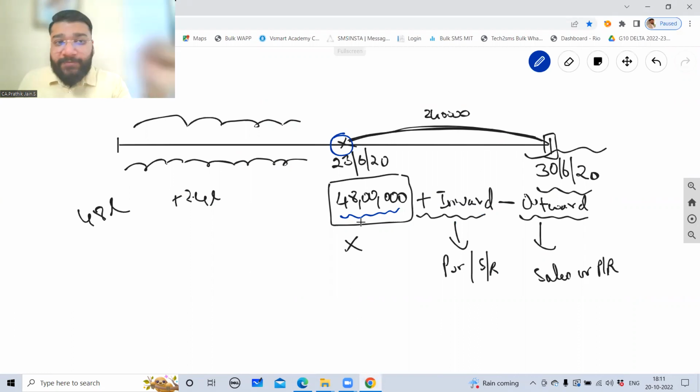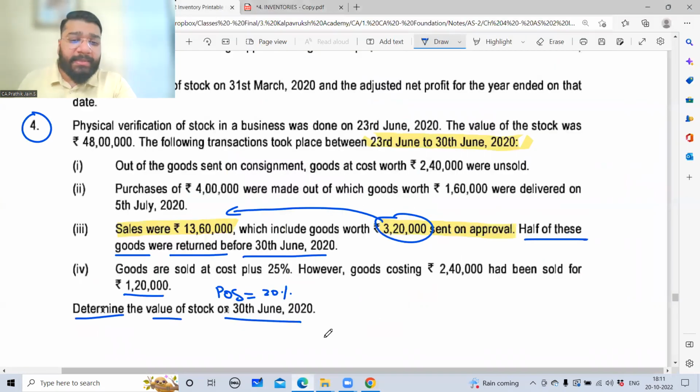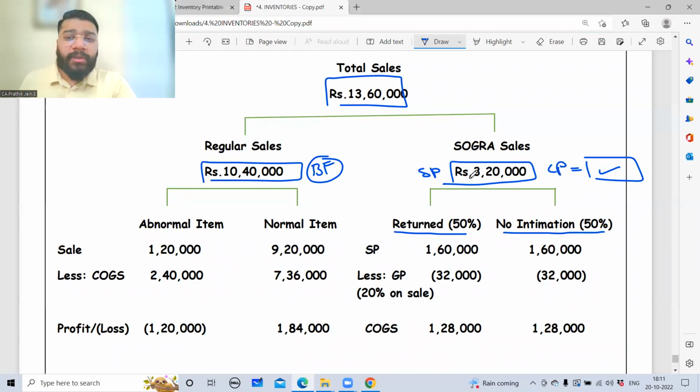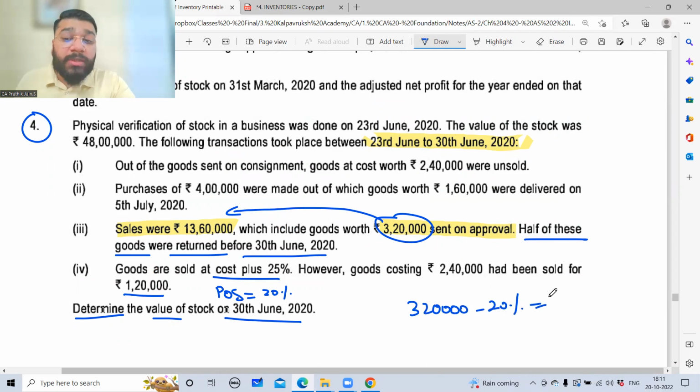Others, this 48 lakh, does it include the cost of the goods sent on SOGRA basis? Yes, sir. So this 48 lakh 100% has those goods. So when the goods went out, can I say that the cost of that much worth of goods I need to minus? So 3,20,000 is what? Sale price. So in the question, the profit on cost is 25%. So profit on sale is how much? 20%.